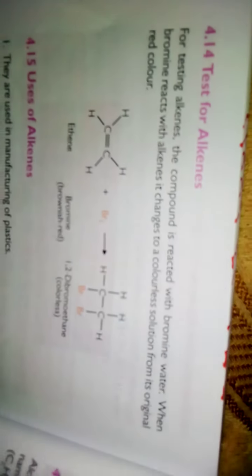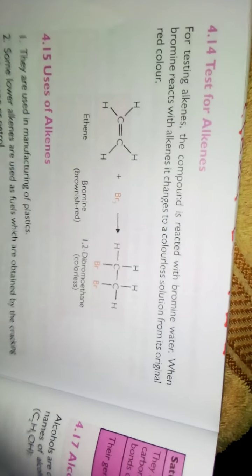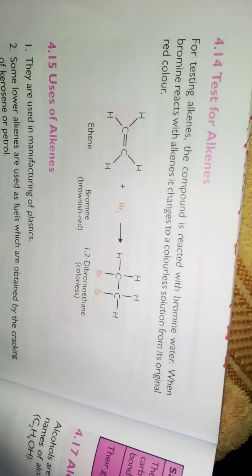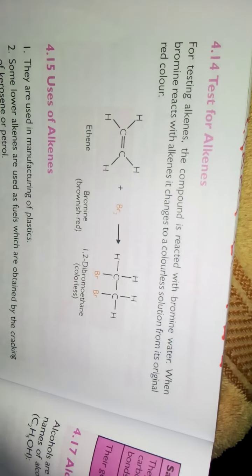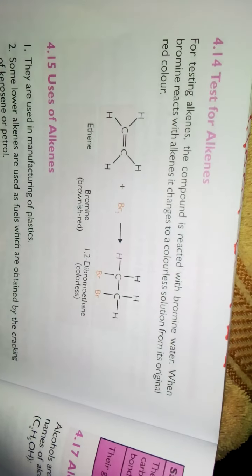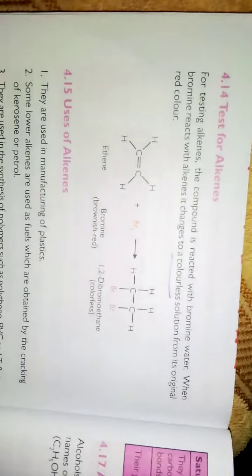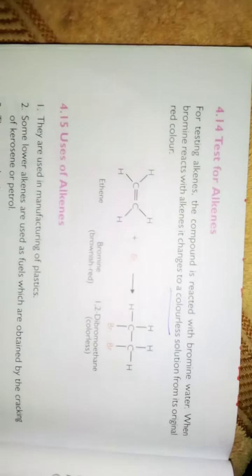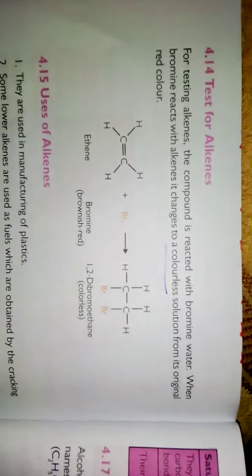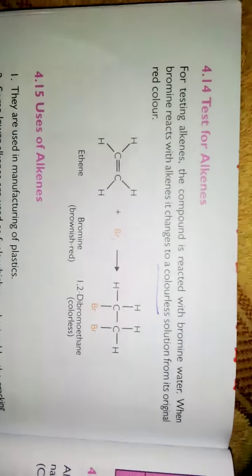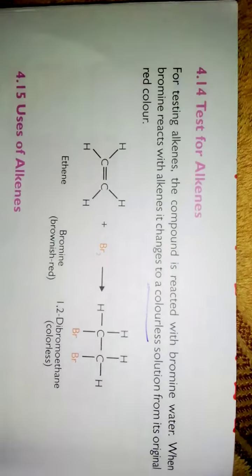Now, how do you test for alkenes? For testing alkenes, we usually react the compound with bromine water. And when we react it with bromine water, the solution changes to colorless. In other words, it decolorizes. That is one way we test that this substance is an alkene. When you add bromine water, the color changes to colorless.